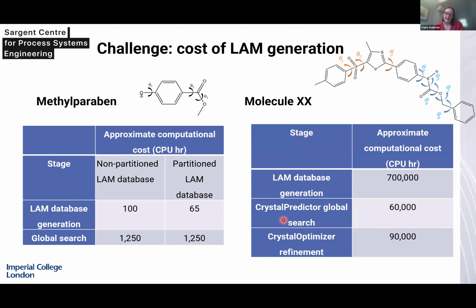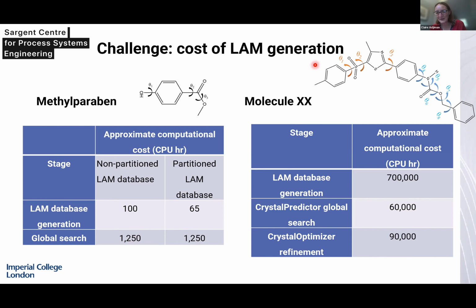One of the challenges we're facing, and which I want to put to the audience, is the cost of the LAMP generation. So as you saw, we have a second order Taylor expansion. So we need some Hessian matrices for that. So we're calculating those Hessian matrices at the level of quantum mechanics. They're quite expensive. So here, taking a small molecule, methylparaben, if I just look at the LAMP database generation, it doesn't really matter if I've got one torsion group or if I just partition it, about 100 or so CPU hours. And the global search is about 10 times that.